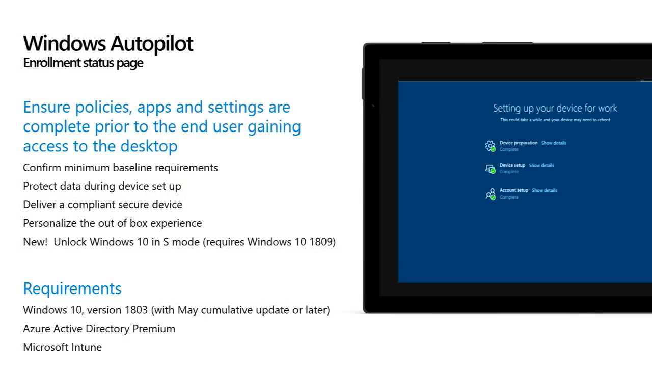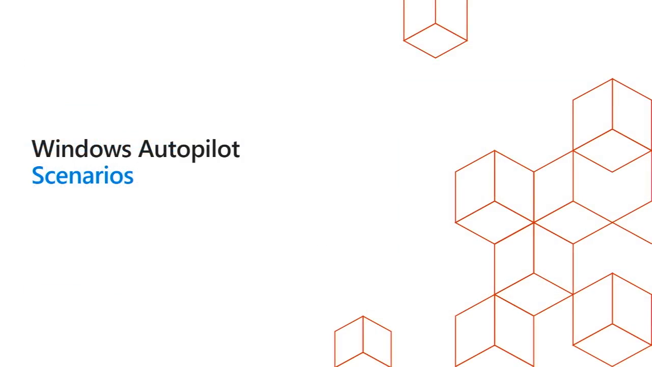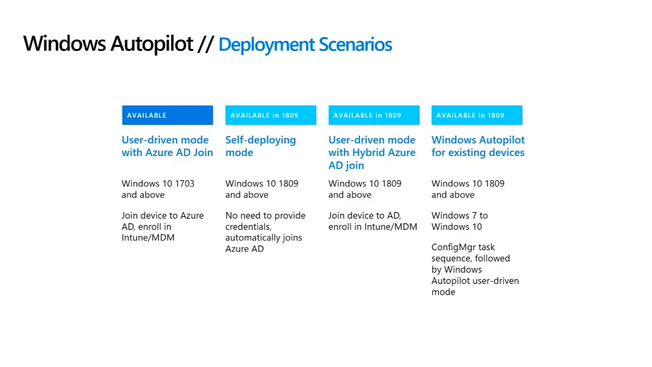Okay, so let's talk about scenarios. Windows Autopilot scenarios, there's 4 key ones that I'd like to talk about today. One is user-driven mode with Azure Active Directory. This is our original scenario that we've had since 1709, and this scenario is basically requiring users to present credentials in the out-of-box experience. The end state is an Azure Active Directory joined machine that is also enrolled into MDM. Optionally, if you'd like to have SCCM in there, you can also include SCCM as part of co-management.